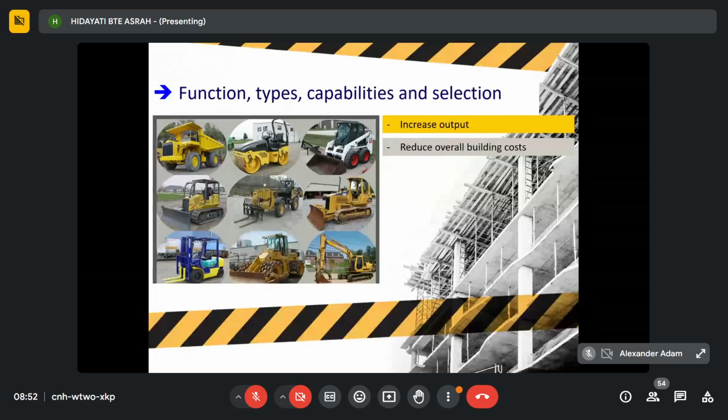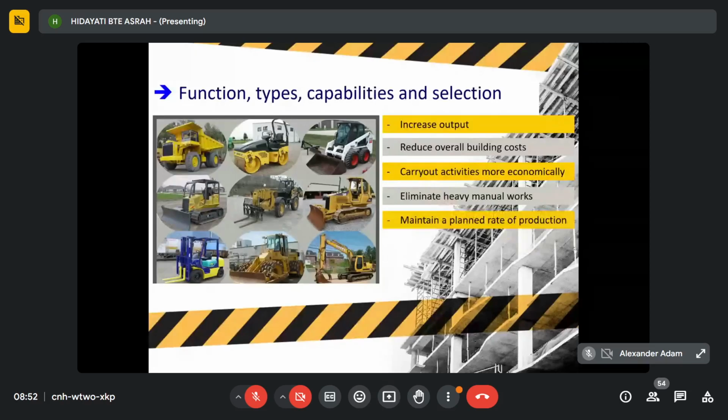Then you can carry out activities more economically, and you can eliminate heavy manual work. It is easy if you use machinery or tools in construction. And finally, you can maintain a planned rate of production, so your construction duration can be controlled and completed within time.